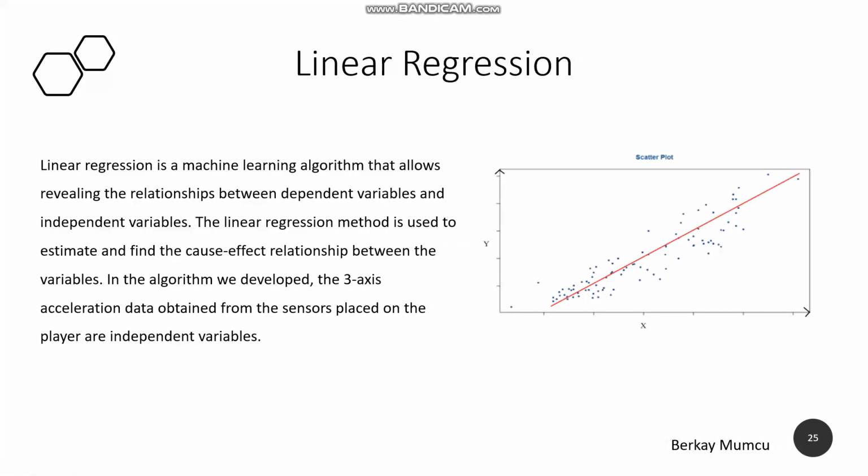Linear regression is a machine learning algorithm that allows revealing the relationship between dependent variables and independent variables. The linear regression method is used to estimate and find the cause-effect relationship between the variables. In the algorithm we developed, the three-axis acceleration data obtained from the sensor placed on the player are independent variables. Our dependent and independent variables, which we collected as a result of one hour of training from each player, will be combined in a table and turned into a dataset. Our model will be trained with this dataset, and the most suitable shooting position will be determined for the players.